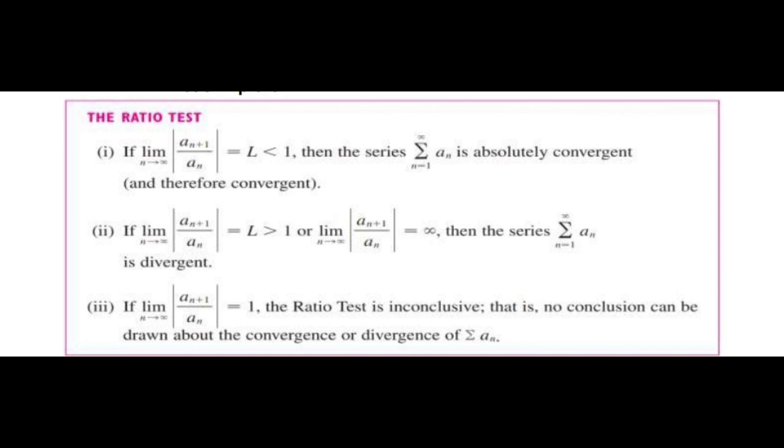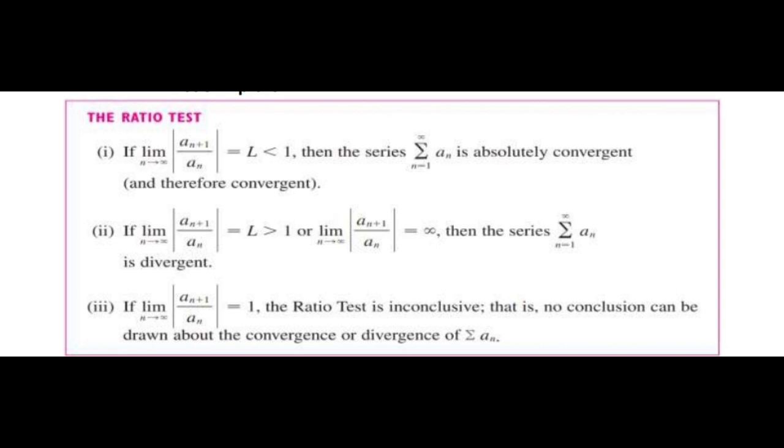So here on screen we have the ratio test. These are the considerations in using the ratio test. First, if the limit as n approaches infinity of |a sub n plus 1 over a sub n| equals L less than 1, then the series summation of a sub n, where n is equal to 1, is absolutely convergent, and therefore it is convergent.